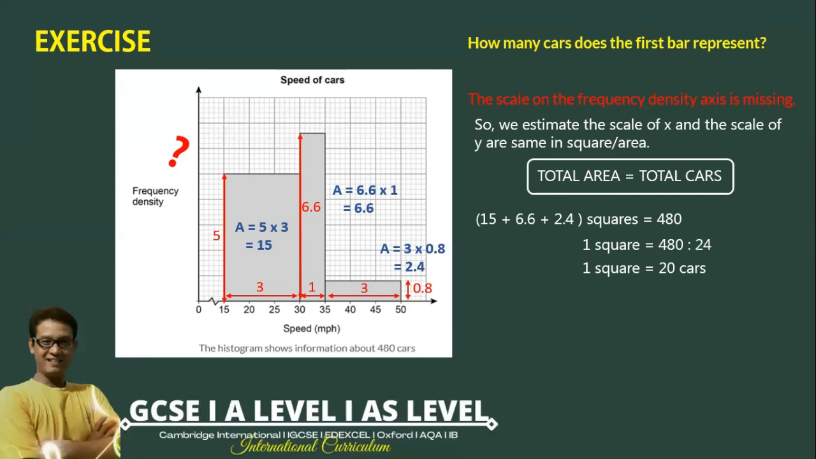The question is, how many cars does the first bar represent? So the first bar represents area times 1 square. We found 15 times 20 cars. Finally, we got 300 cars. So, how many cars does the first bar represent? Yes, the first bar represents 300 cars. That's very easy, right?